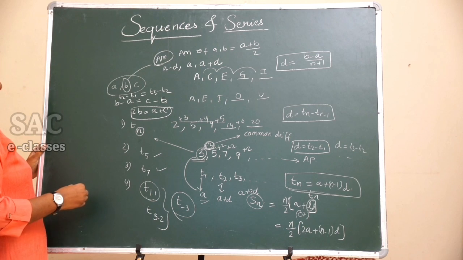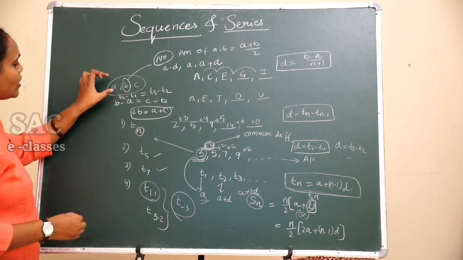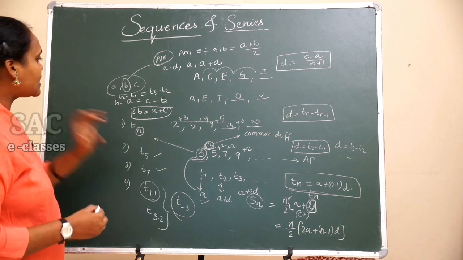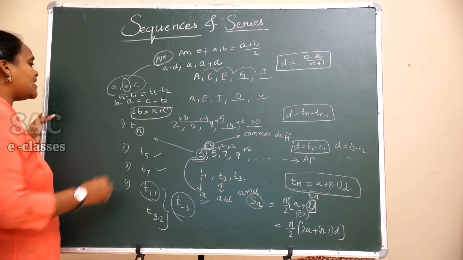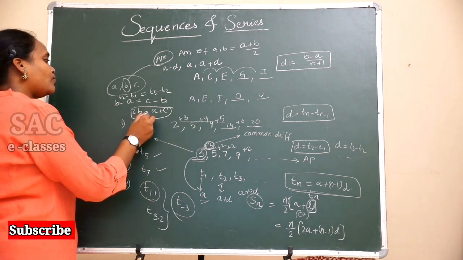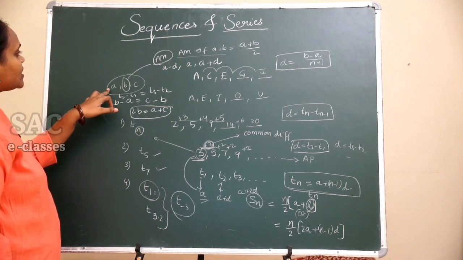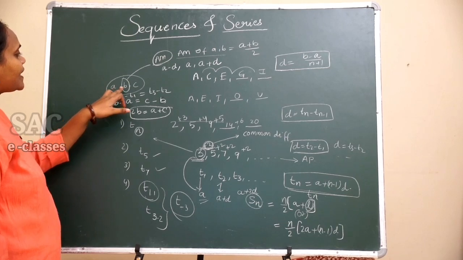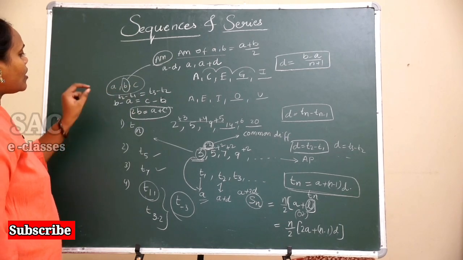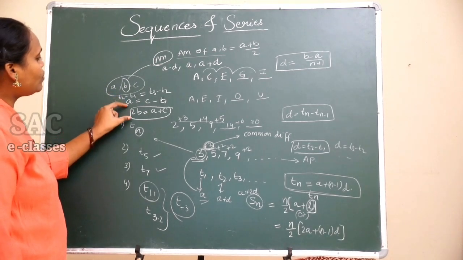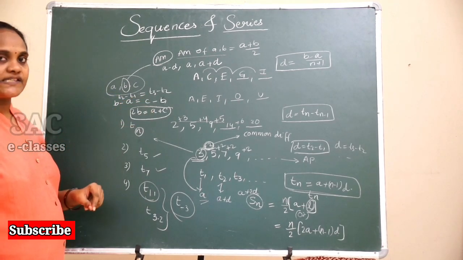In the same way, if any three terms are in AP, what is the condition? If any three terms, namely a, b, c, are in AP, the condition they satisfy is 2b equals a plus c.